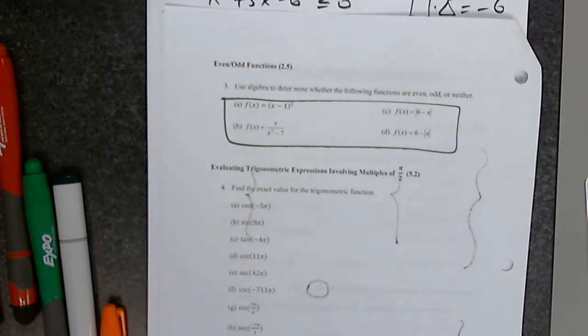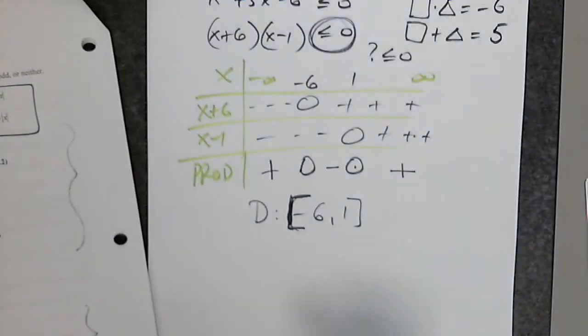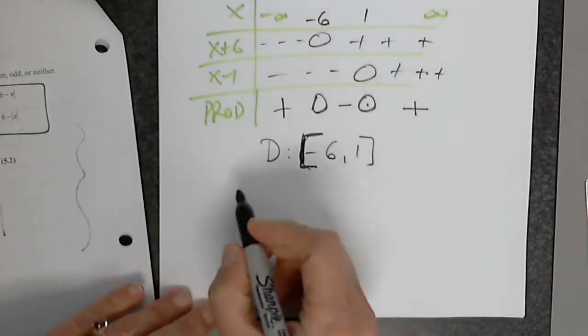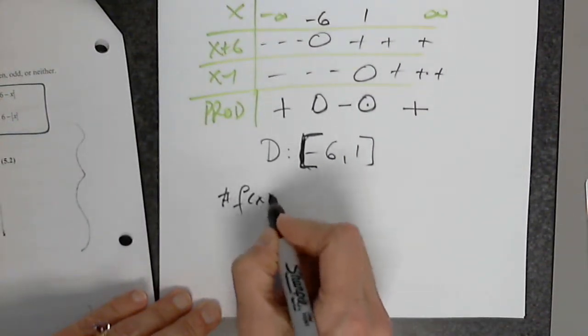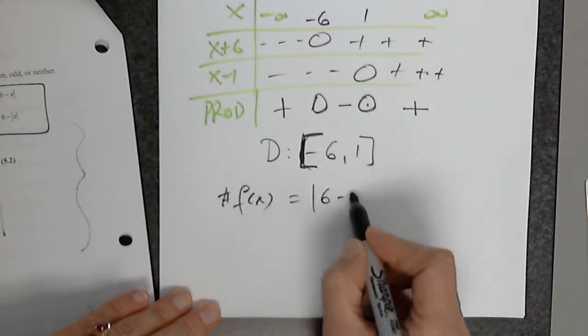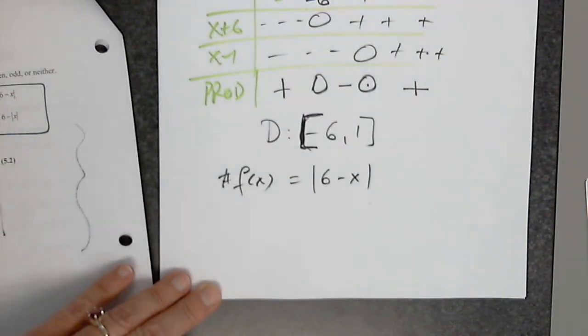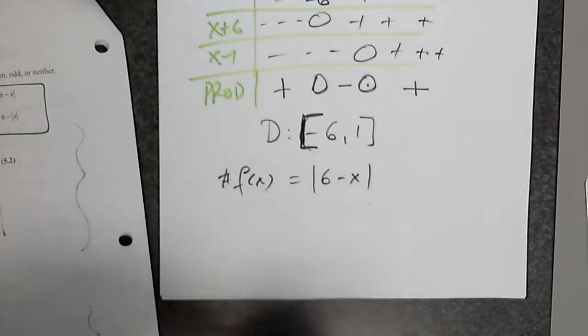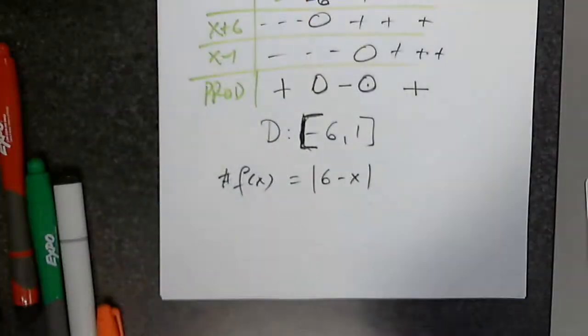We want to look at C? Yes? Okay. So we have the absolute value of 6 minus x. How do we determine whether a function is odd or even or none of the above? What do we have to find?